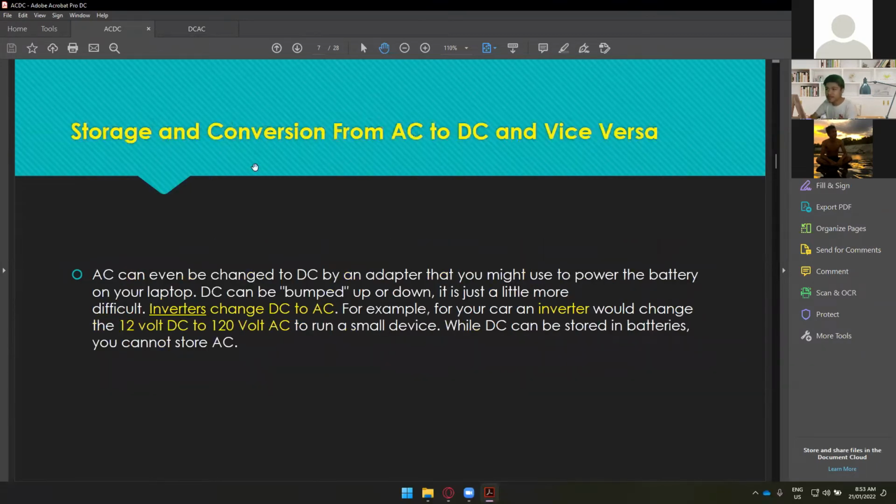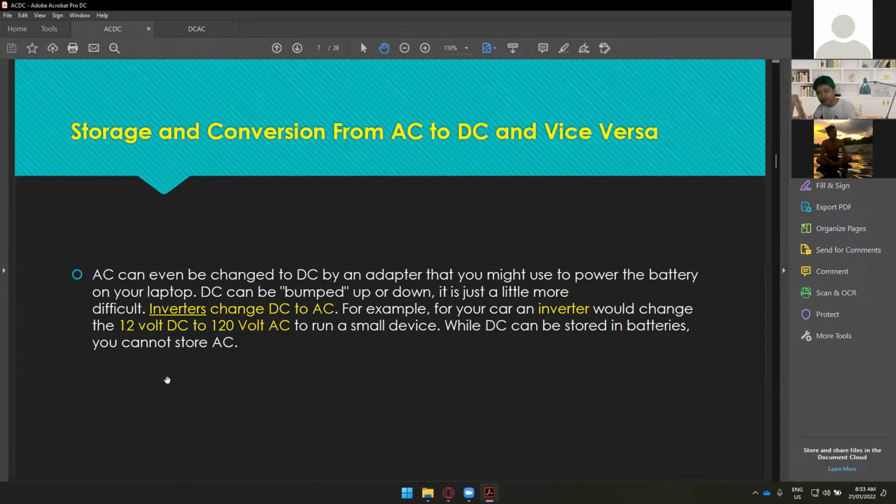And then storage and conversion from AC to DC and vice versa. AC can of course be changed to DC, and vice versa, DC can be changed to AC, by an adapter such as you might use to power the battery on your laptop. DC can be bumped up or down, it's just a little more difficult. So inverters change DC to AC. For example, a car inverter would change the 12-volt DC to 120-volt AC to run a small device. This you can store in batteries. You cannot store AC.